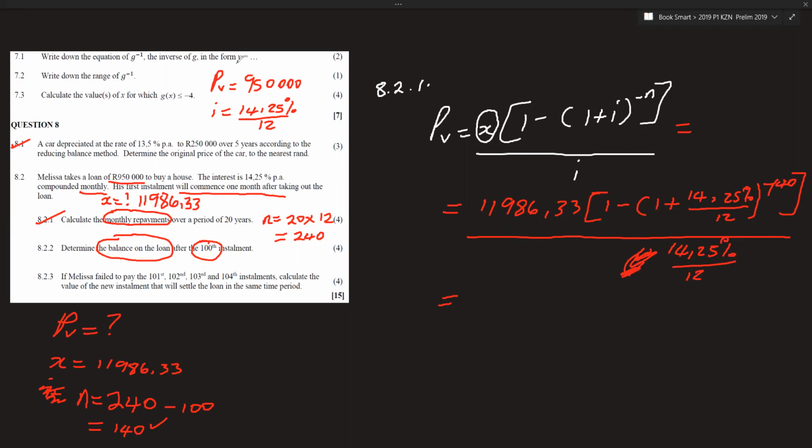We can quickly press the calculator. And when you press your calculator, the answer should be 12711.51. That should be your answer.